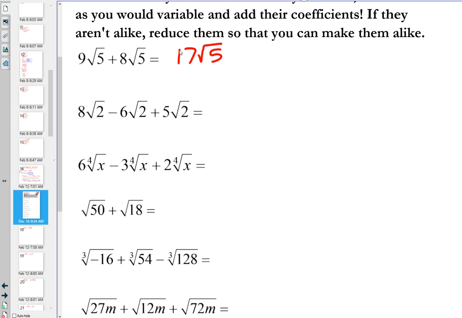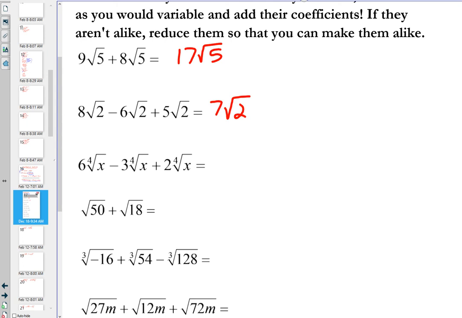On the next one, there are 3 terms. But look at all the radicals. They're all square roots. The indexes are the same. They're all the same radical. So we can just combine the numbers on the outside. What is 8 minus 6 plus 5? It is 7. The square root of 2 stays the same.